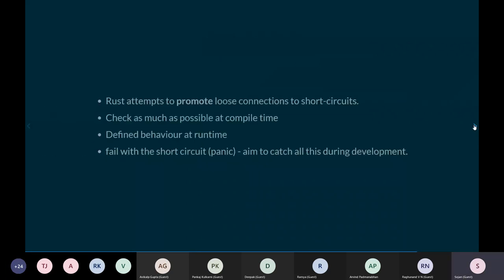I'll pause now for questions. Yeah, earlier a couple of you had questions. You can ask them now. Hey, Sojan, Adinath here. Hey, Adinath.